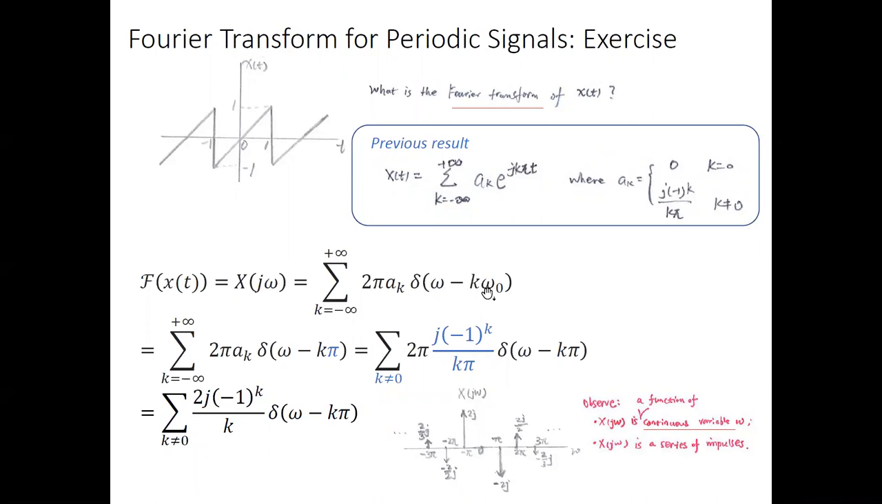And also, inside this impulse, we have k omega 0. But as I said, for this signal, omega 0 is pi. So we can replace omega 0 with pi. But this is the result, a little bit of simplification.